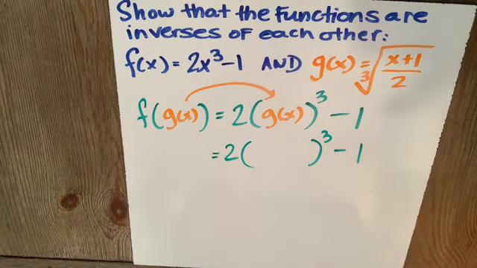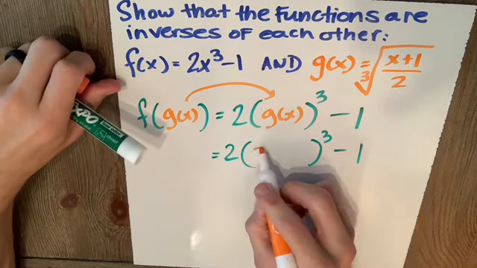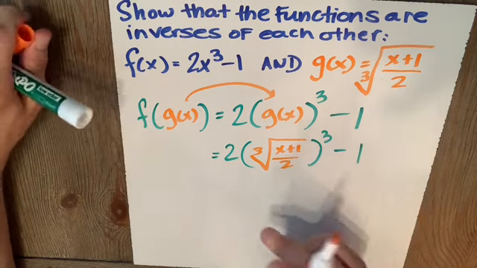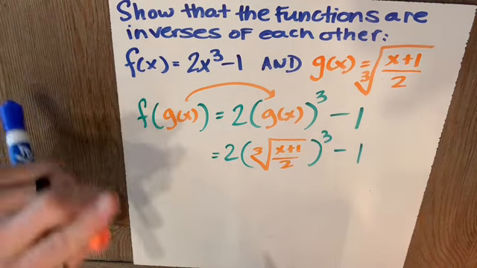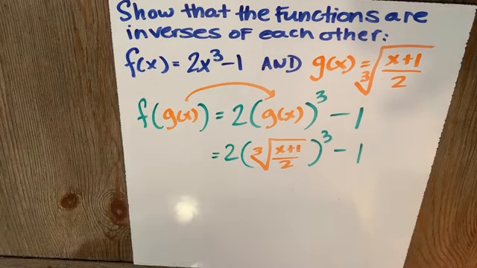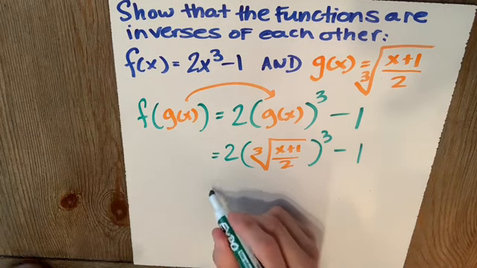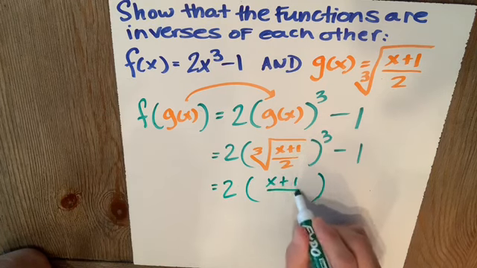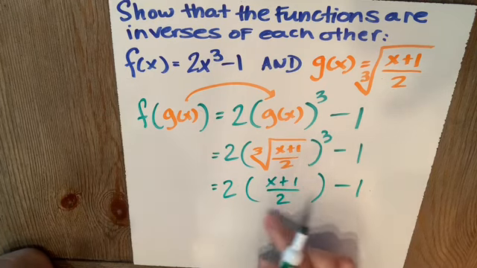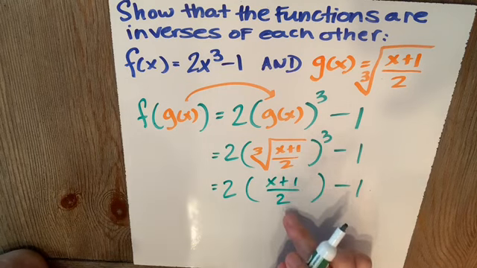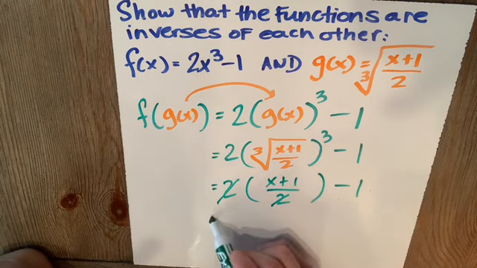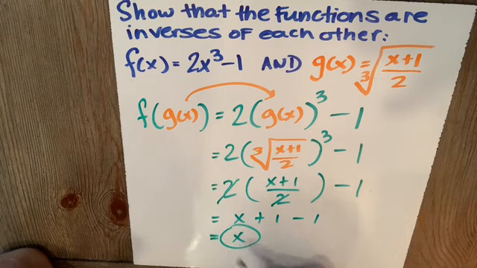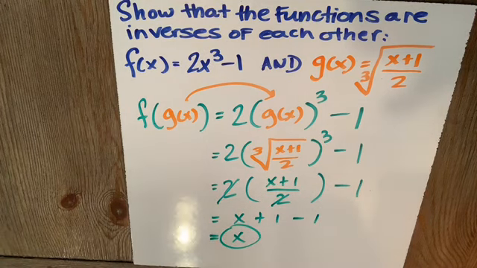And what is g of x? Well, it's the cube root of x plus 1 over 2. All right, cube root and cube, they kind of undo each other, if you will. And we're left with 2 times x plus 1 divided by 2 minus 1. 2 times 1/2, essentially here. These will cancel to give us x plus 1 minus 1, which is equal to x. So I can conclude already that they are inverses.